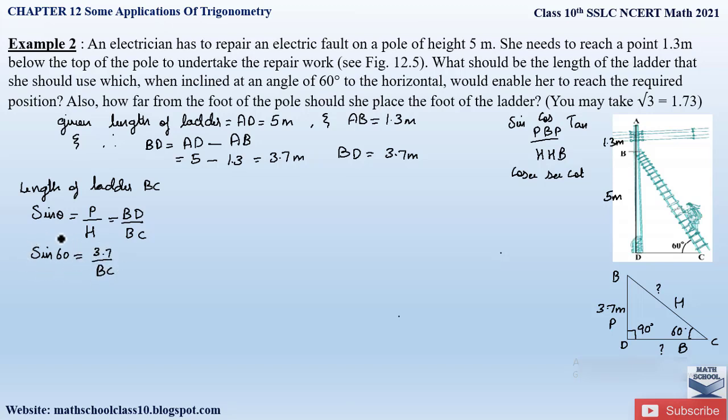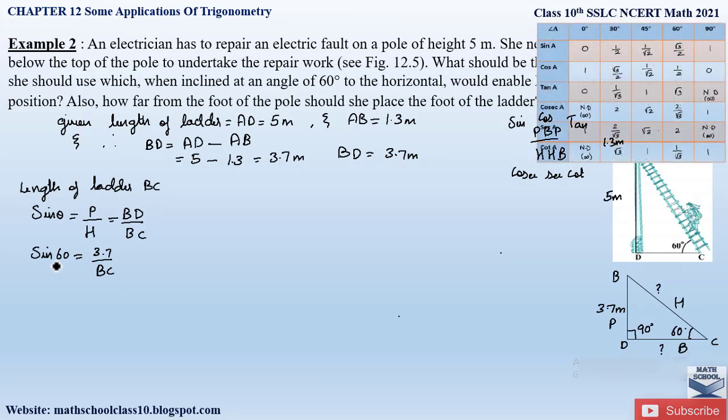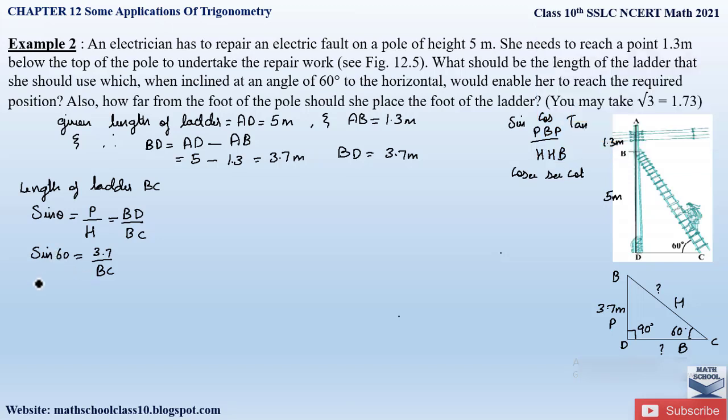So what is the value of sine 60? The value of sine 60 degree you have to remember from the trigonometric table which I have given you before. So what is sine 60? Sine 60 value is root 3 by 2, right? So let us substitute here. Root 3 by 2 is equal to 3.7 divided by BC.